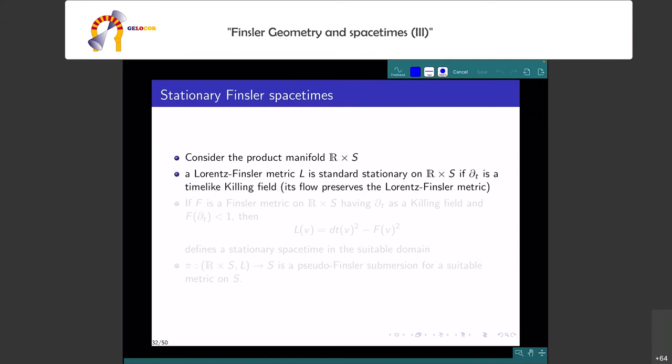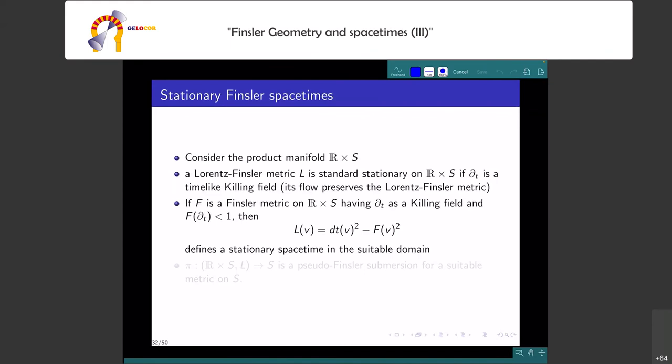So how to generate these examples? What you can do is to consider a classical Finsler metric F on R times S, such that partial t is a Killing vector field. There are many examples. If F of partial t is less than one, then this function is a stationary spacetime. This condition on partial t is not restrictive, because if it is not true, then you can multiply partial t by a small constant, and then you can obtain this condition.